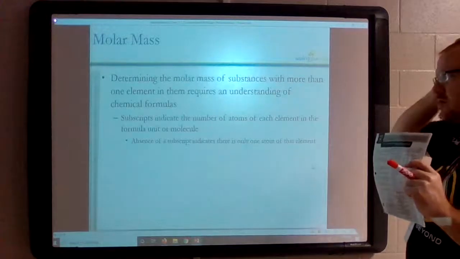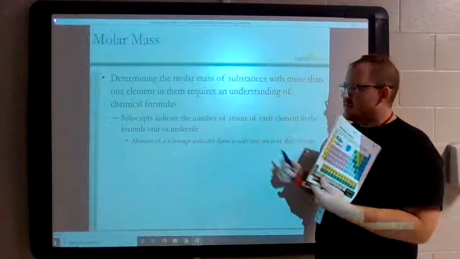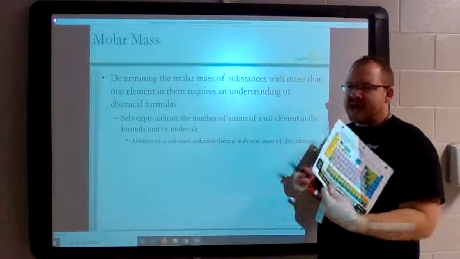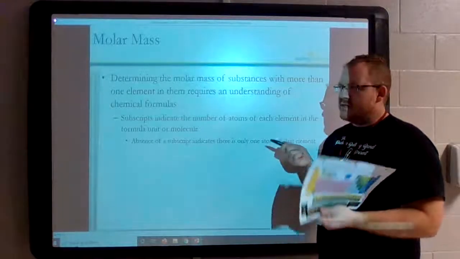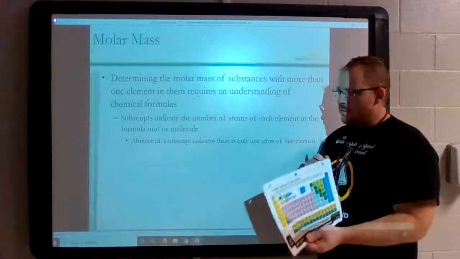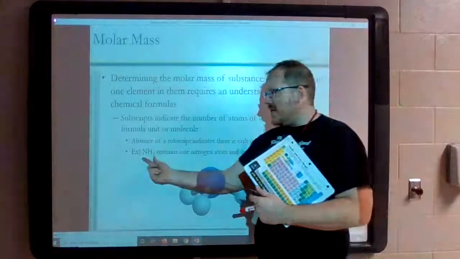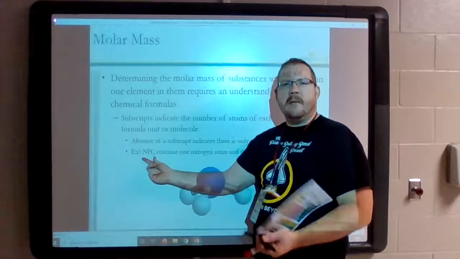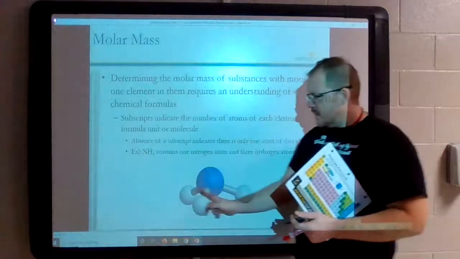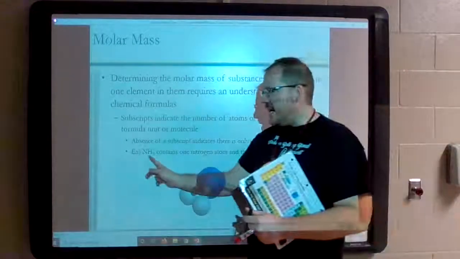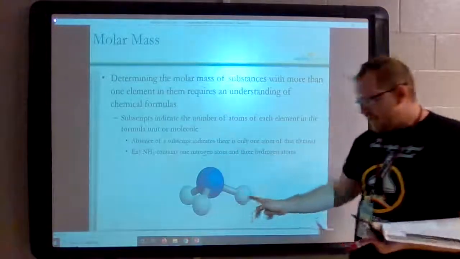Now, determining the molar mass of a substance with more than 1 element in it requires an understanding of the chemical formulas. You need to add up the atoms in the chemical formula to get a total, and that total is going to tell you how much that molecule weighs for 1 mole. So their example here is NH3. This is the chemical ammonia. And so NH3 has how many nitrogens? Just the one nitrogen. And how many hydrogens? It's H3 with a little subscript of 3. So you should have 3 hydrogens.